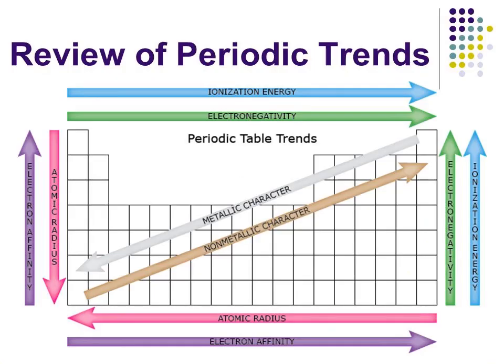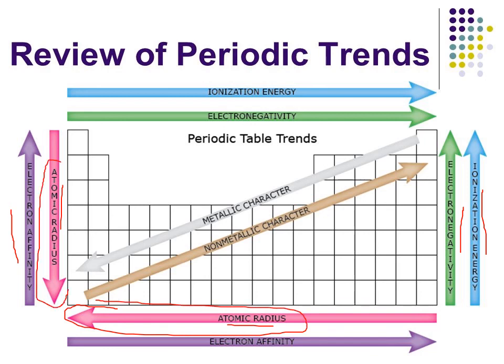So here's a summary of all of those trends. You have electron affinity in purple, ionization energy in blue, and electronegativity in green. Notice all of those arrows are following the same trend, going in the same direction, increasing up a group and across, where atomic radius in pink goes the exact opposite direction. Atomic radius is the trend that you're going to want to focus on in this chapter. If you know that trend, then you just need to know the other three go the opposite direction.